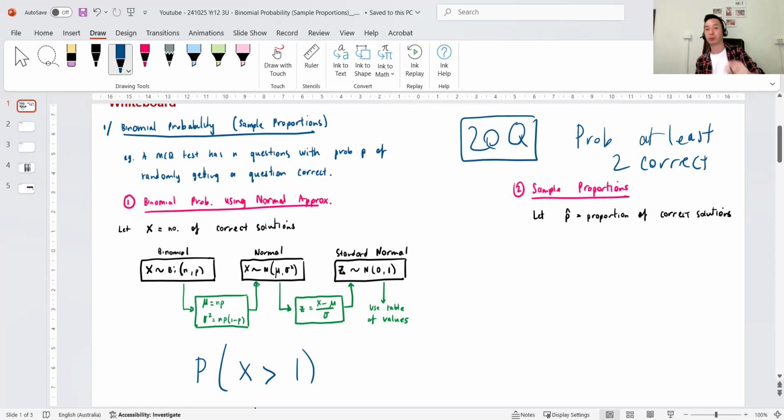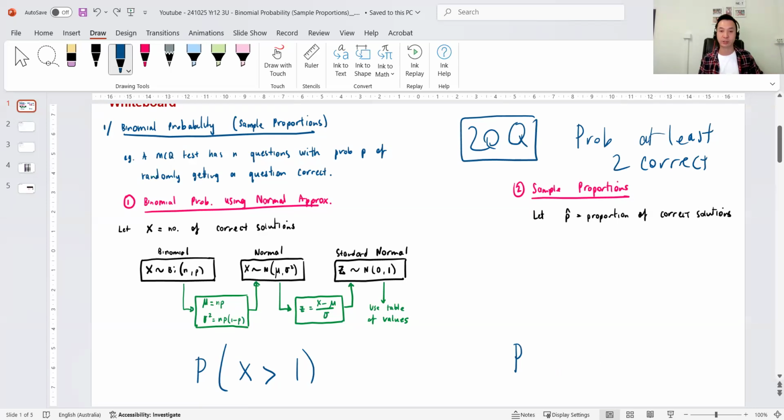If I was doing it under sample proportions, I want the proportion. So basically, the probability that p hat is greater than, now what percentage is that? 2 correct is 10%. So the probability that the proportion is greater than 10%. That's the difference. So mathematically, it's the same thing. One says I want greater than 1 correct, which is 2 or more. The other one says, because I want 2 or more, that's 10%, so I want my proportion to be greater than 10%. If you did all that, mathematically it should be the same.